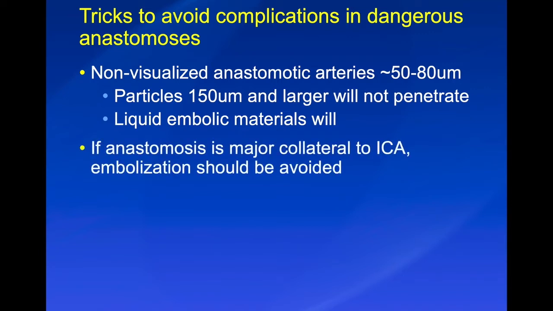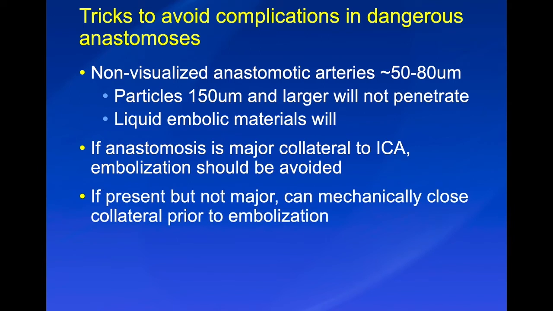If an anastomosis is a major collateral to the internal carotid artery, embolization should be avoided. And if it's present but not major, you can mechanically close the collateral prior to embolization, for example, by using a balloon or coils if it's a non-critical artery.